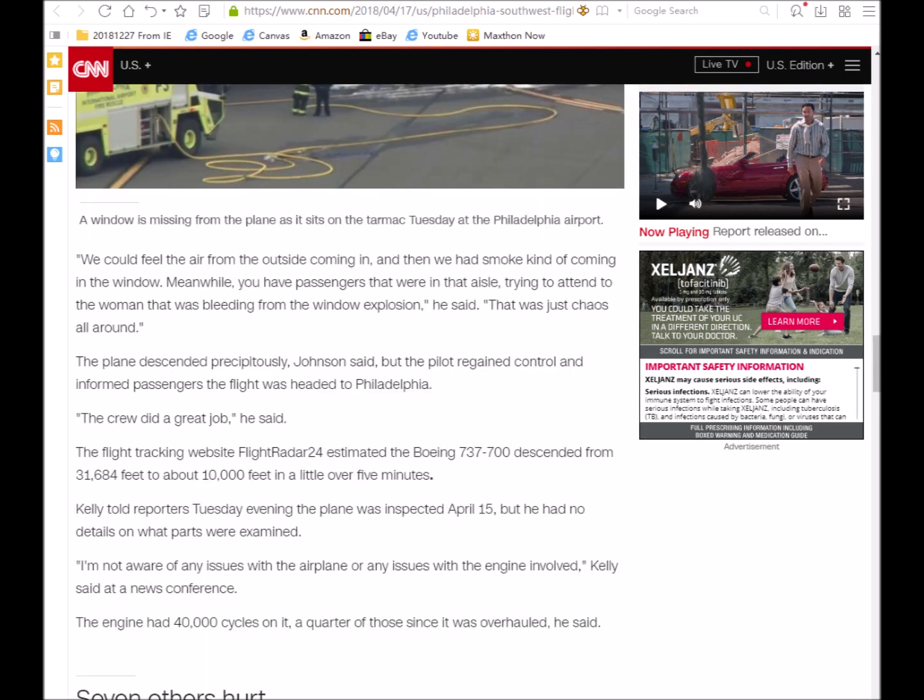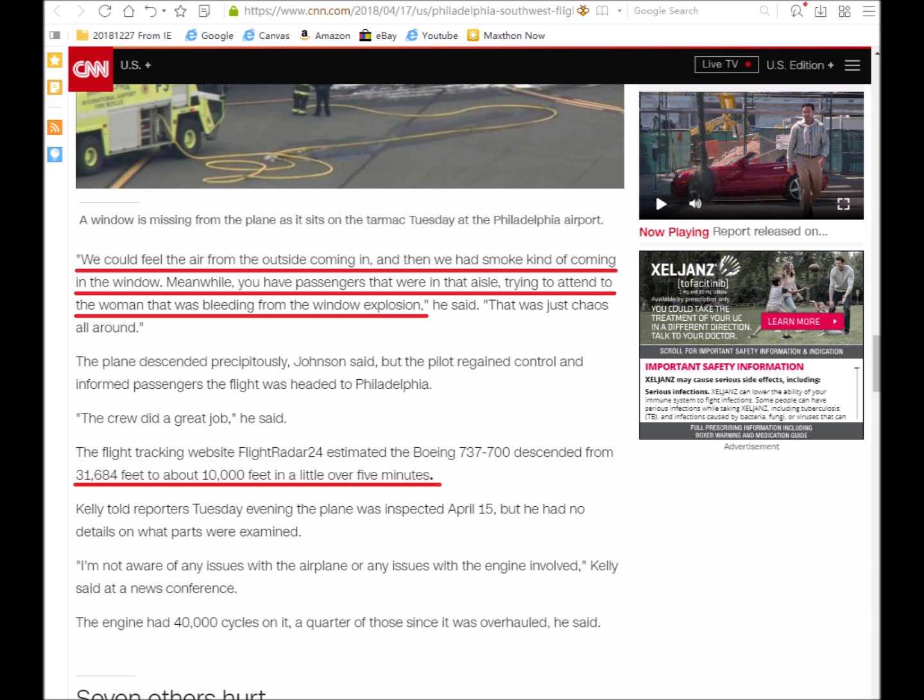No mention of that. And then scroll down a little more. Here we see the passenger saying we could feel the air from the outside coming in. And then we had smoke kind of coming in the window, quote unquote. So they mention even air coming in, and even that there's some smokiness. So they're paying attention to some specific details. They can feel the air, but no mention of the air was very cold. And if it's moving around, it has the effect of wind.